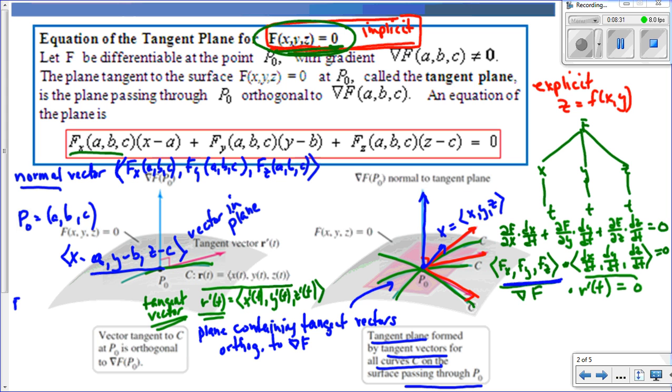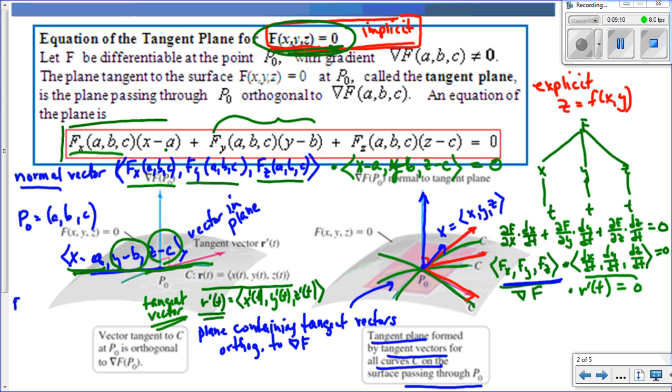Here's the gradient, dotted with this vector. It would be the first component times the first component here, plus the second component times the second component, plus this component times this component. So we took the dot product of the gradient and the vector x minus a, y minus b, and z minus c. And that dot product has to be 0 since every vector in that plane is orthogonal to that gradient. So this is the equation of that tangent plane.